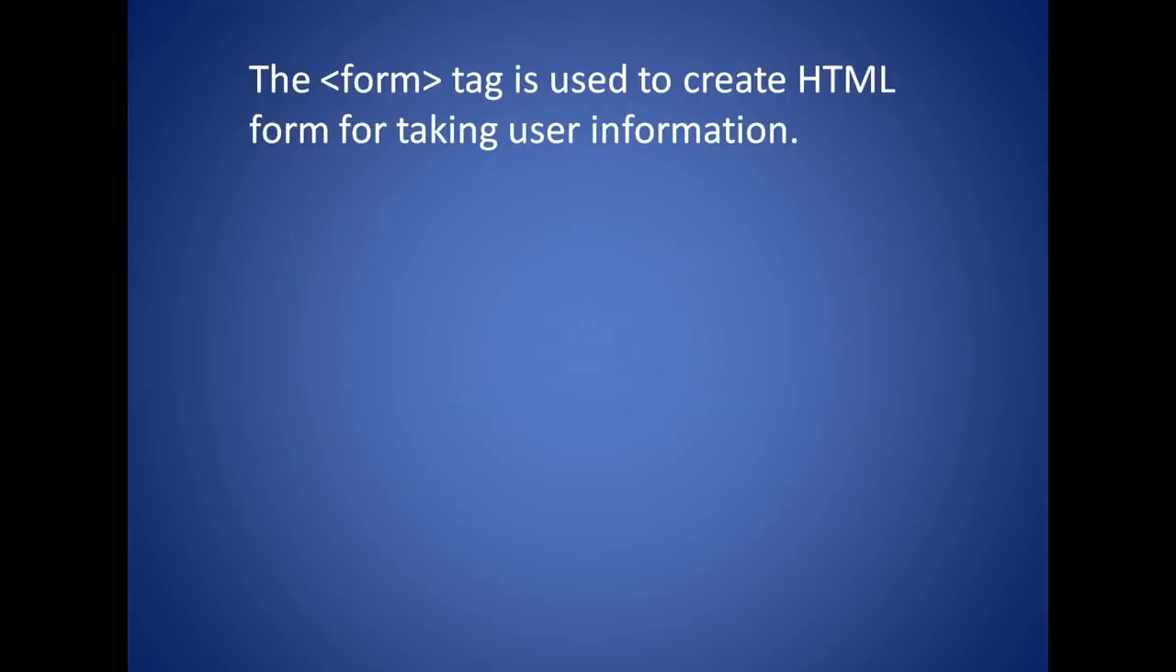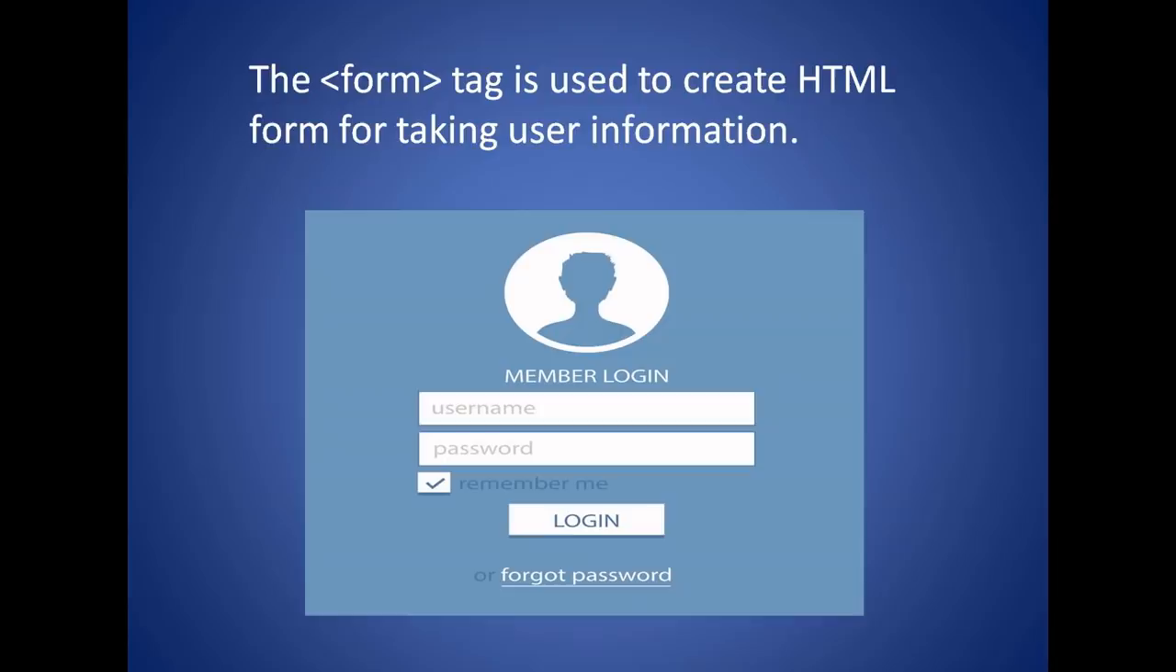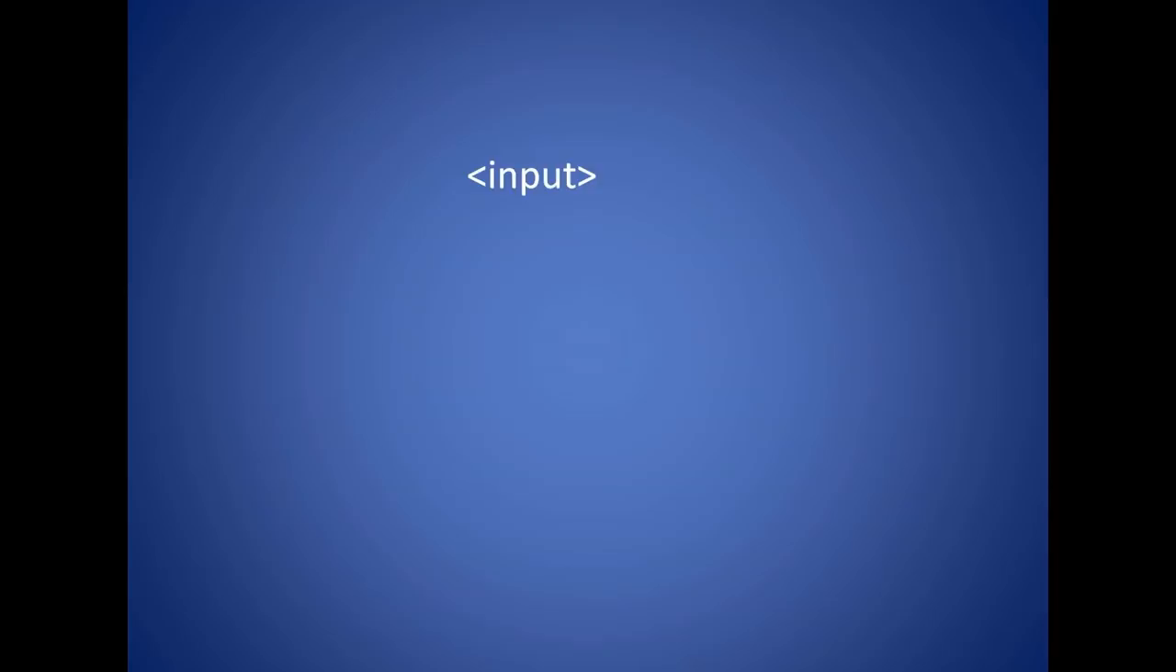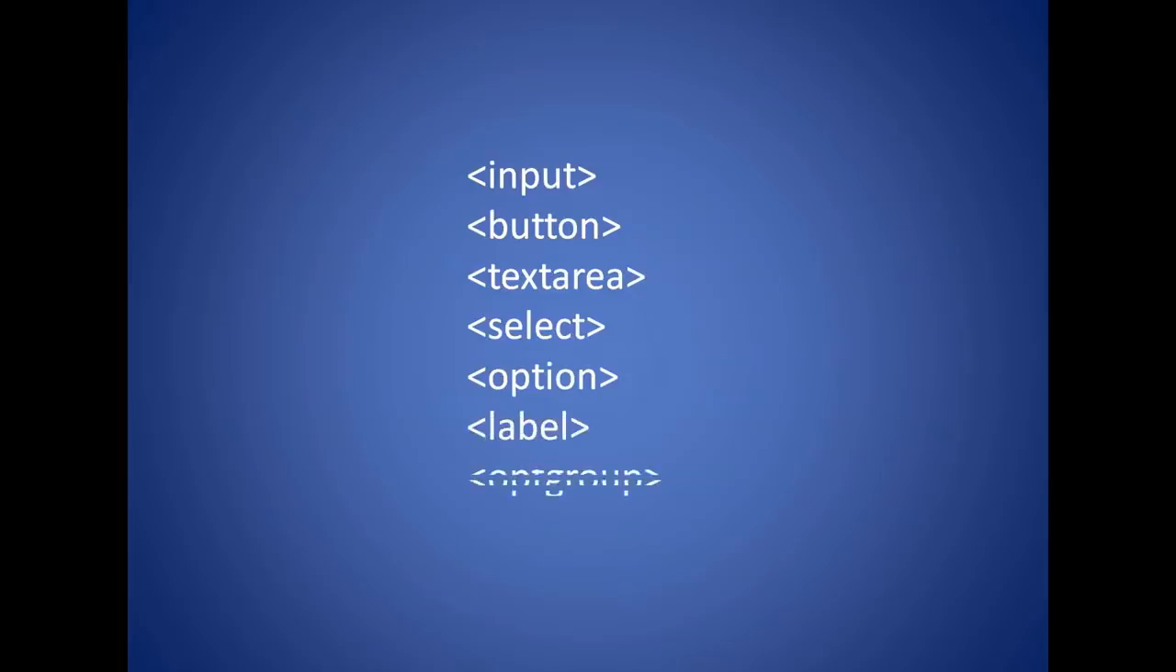data to the server. Here is one form, a member login form, where you can get a username and password from the user and send that data by using the login button, which is here. If we want to create this type of form in an HTML page, then we have to use the form tag and many other tags such as input, button, text area, select, option, label, option group. All these tags are used to create the appropriate form in HTML.